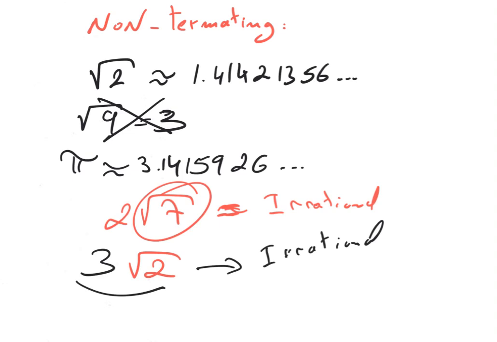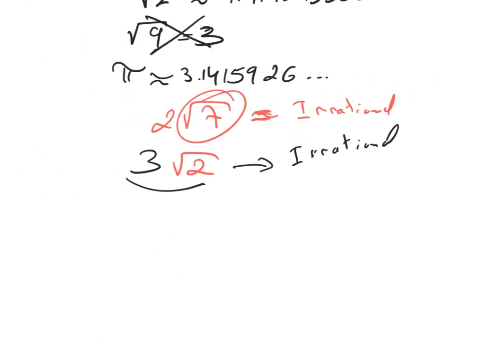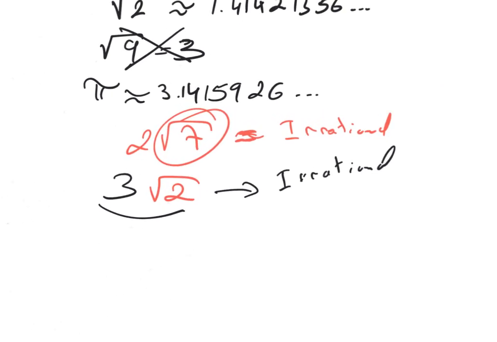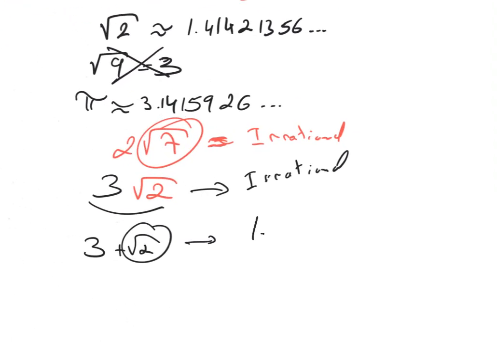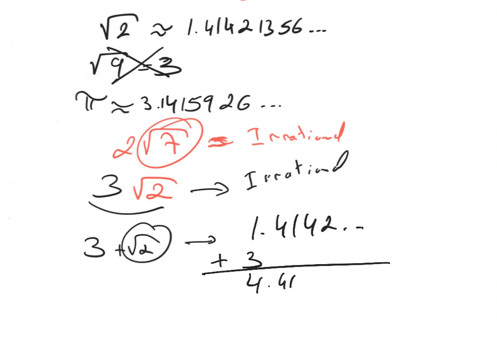Like for example, let's suppose I have 3 plus the square root of 2. Is it rational or irrational? Since the square root of 2 is irrational, if you add it to any integer or rational number, it's going to stay irrational. We can try this one here. The square root of 2 is like 1.4142, and so on. If you add 3 here, it's going to stay irrational. 3 plus 1 is 4, so this is like 4.4142, all the way to the end.